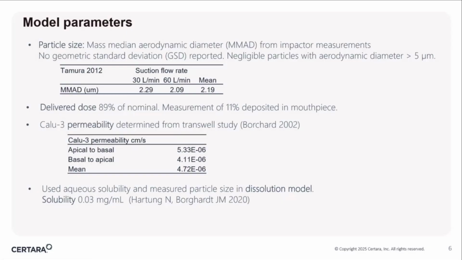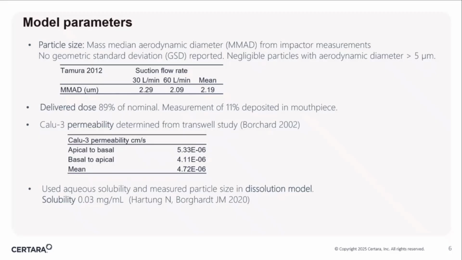The particle size at the top there is the main parameter for determining the deposition, at least using the predictive model. It is, well, the parameters that describe the particle size. Typical parameters are the mass median aerodynamic diameter and the geometric standard deviation. This is normally what's returned from a study using an impactor when we measure the size of the particles. For the particular literature that I've got for this budesonide case study, only the mass median aerodynamic diameter was given. So you can see in the table there, we can use that mean value, the 2.19 micrometers.